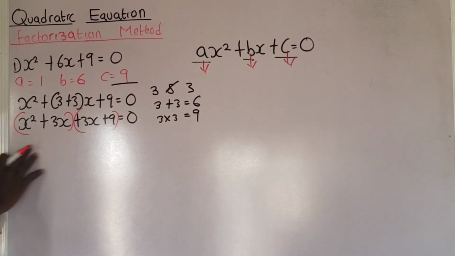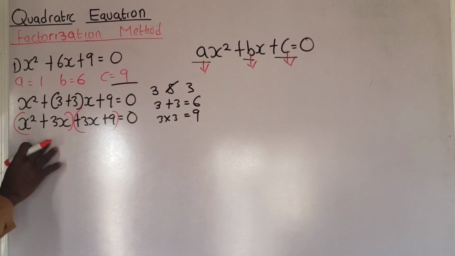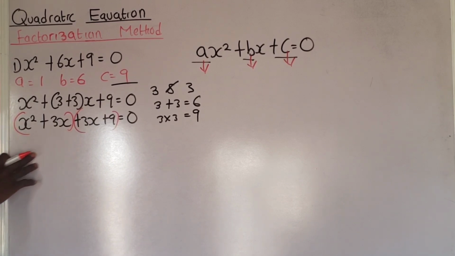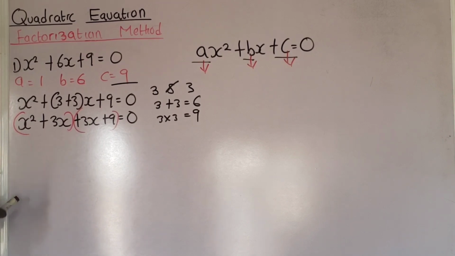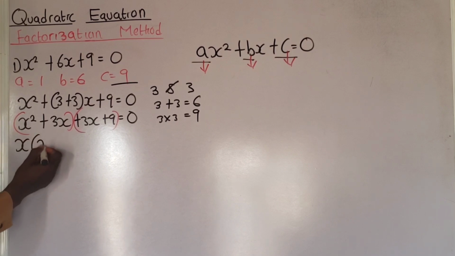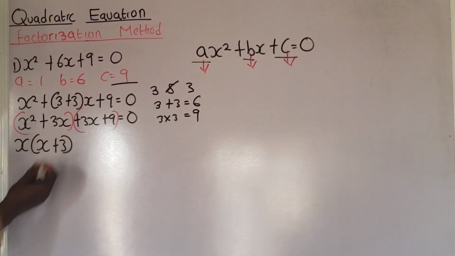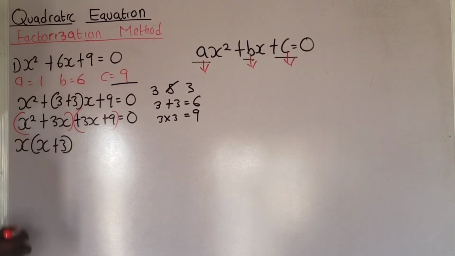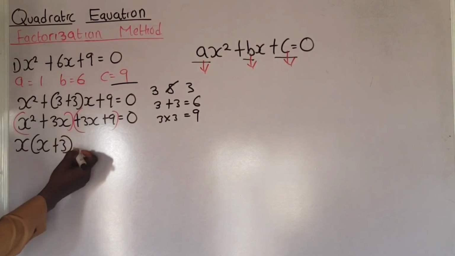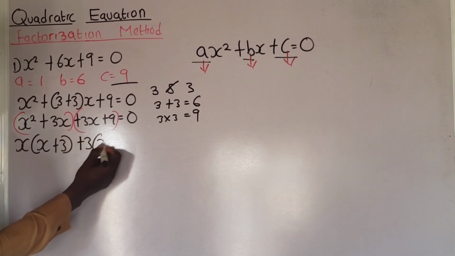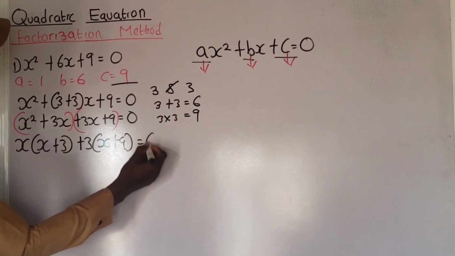Let's start with the first bracket. The first bracket is x squared plus 3x. What is the common factor of x squared and 3x? x. So I'm going to have x into bracket x plus 3. Now, what is the common factor of plus 3x and plus 9? Plus 3. So I'm going to have plus 3 into bracket x plus 9 equals 0.